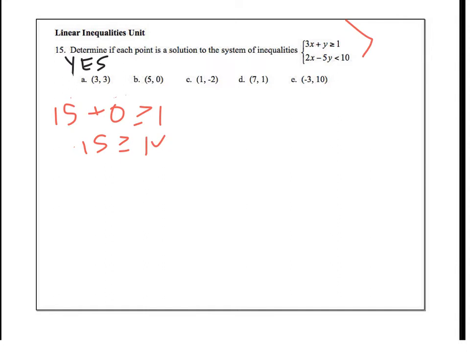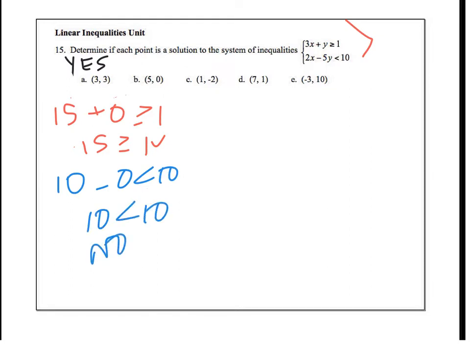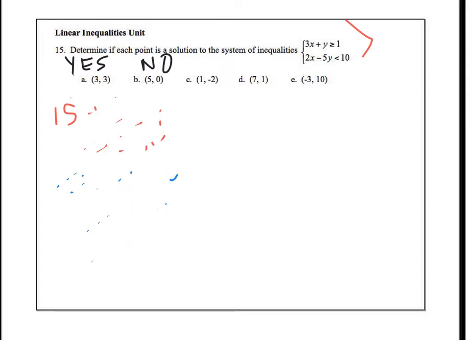My second one is 2x minus 5y is less than 10, so 2 times x is 2 times 5, which is 10. 5 times 0 is 0. Is that less than 10? So is 10 less than 10? No. That's false, so then this would have to be a no as well. Okay, erase some of this again so I have some room to work here.